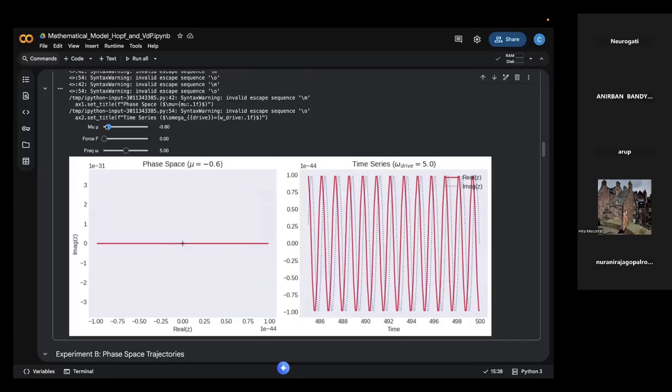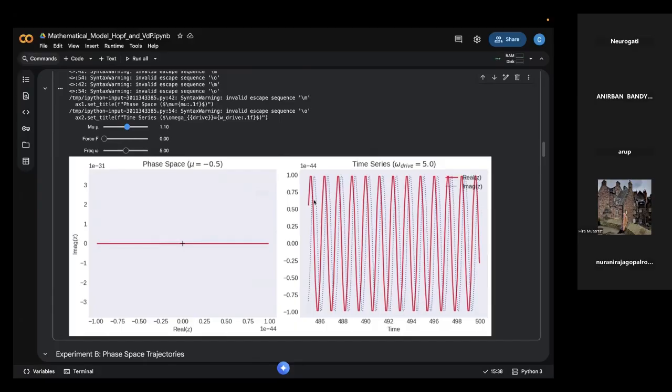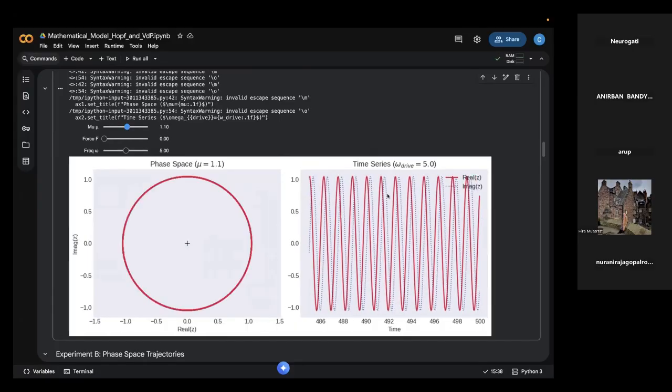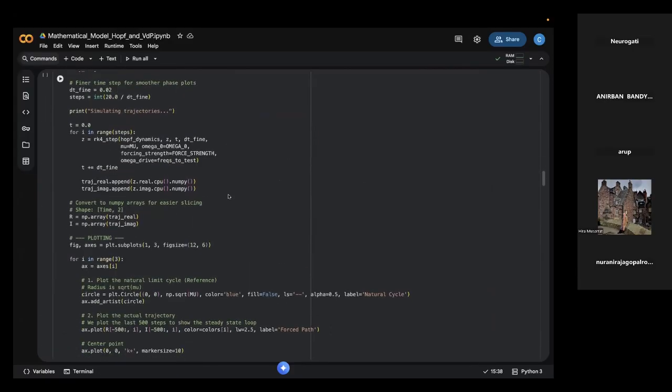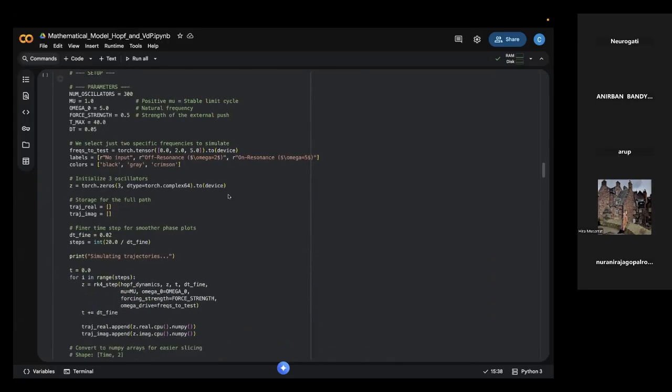So this is to show the fact that the oscillator stops oscillating after a while if mu is less than 0. And of course, if mu is greater than 0, then it'll start oscillating. Give it a few minutes. Yeah, it starts oscillating again.